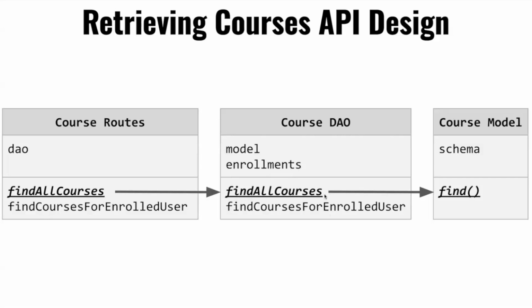Meanwhile, find all courses is trivial. It's just going to retrieve all the courses from the database, and it's going to be invoked from the route here. Now, when I say that it retrieves all the courses, obviously our implementation is simple. Indeed, it retrieves all the courses.